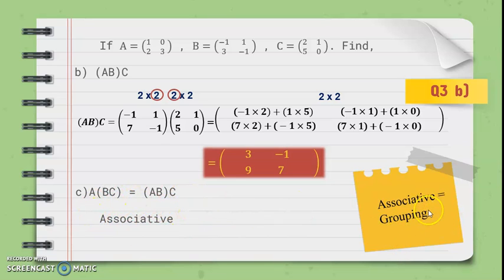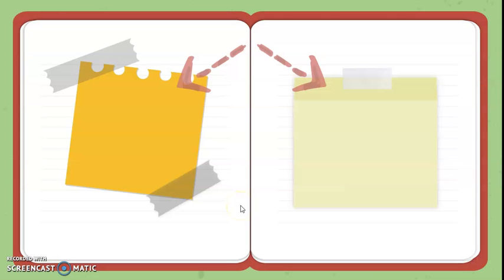Associative means grouping. So we have matrix A, B, and C. You can multiply BC first, and then A, or AB first, and then multiply with C. That is what we call associative. Okay, so let's recap.